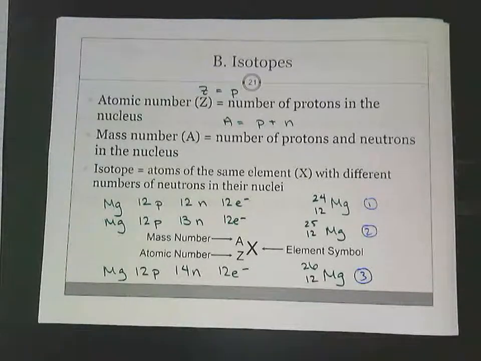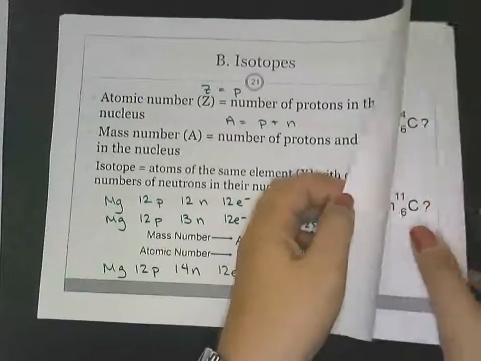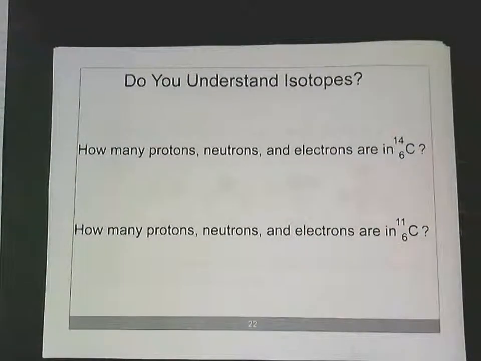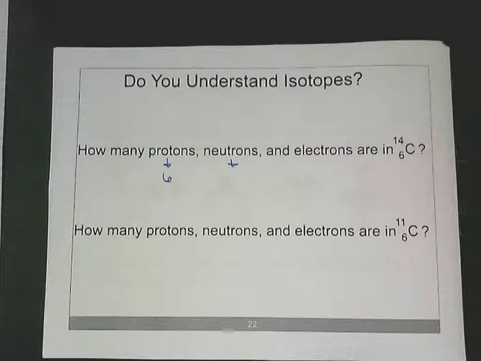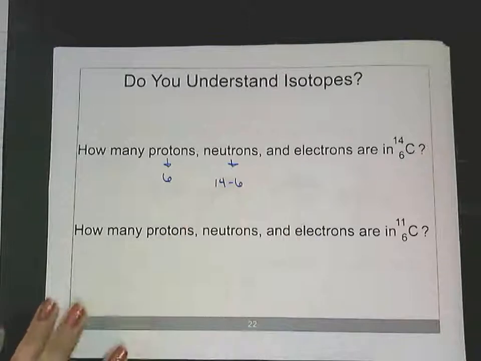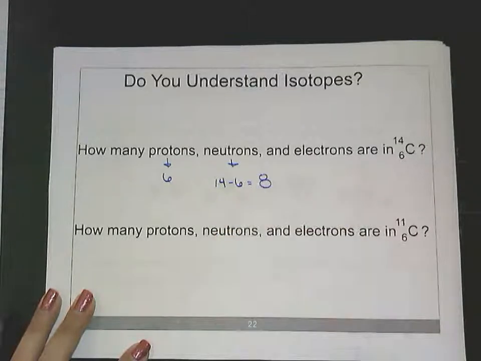Okay, let's look at some isotope practice problems. Let's say I have carbon-14. Which number tells me the number of protons, the 14 or the 6? 6. So how many protons does it have? Okay. How do I figure out the number of neutrons? Okay, 14 minus 6. So how many neutrons does that guy have? 8. 8, okay. And then how many electrons does this guy have to have? 6 also. Good.